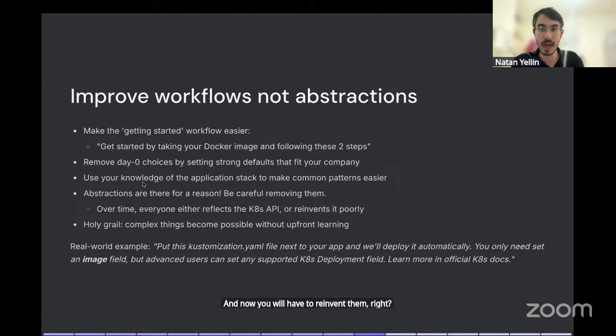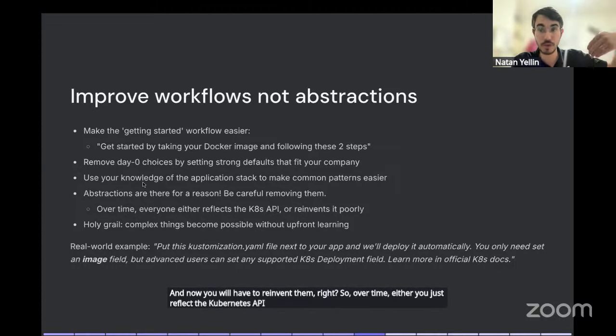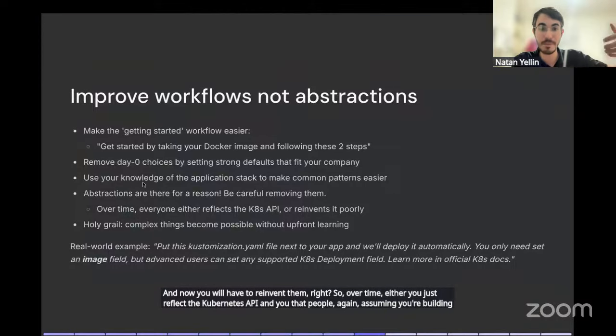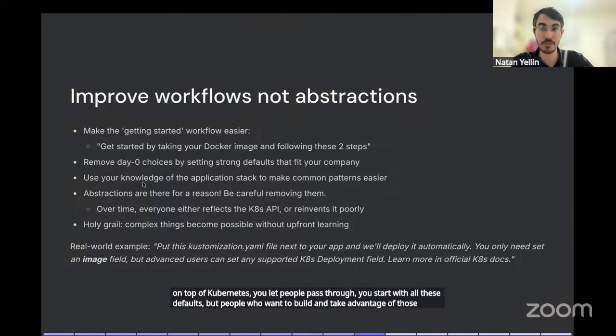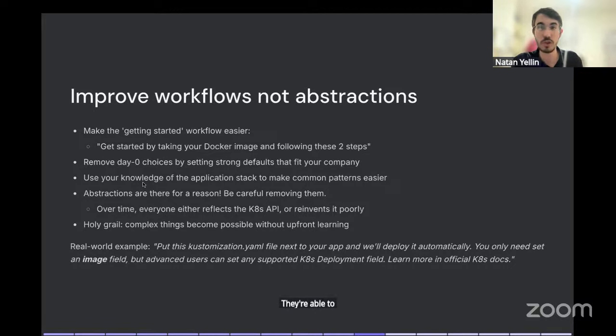So over time, either you just reflect the Kubernetes API, assuming you're building on top of Kubernetes, and you let people pass through. You start with all these defaults, but people who want to take advantage of those further abstractions and more complex features, if their requirements require it, let them. Our goal with the platform is to change that learning curve, so you can get up and running faster, but if you have those complex requirements, we'll let you plug them in.